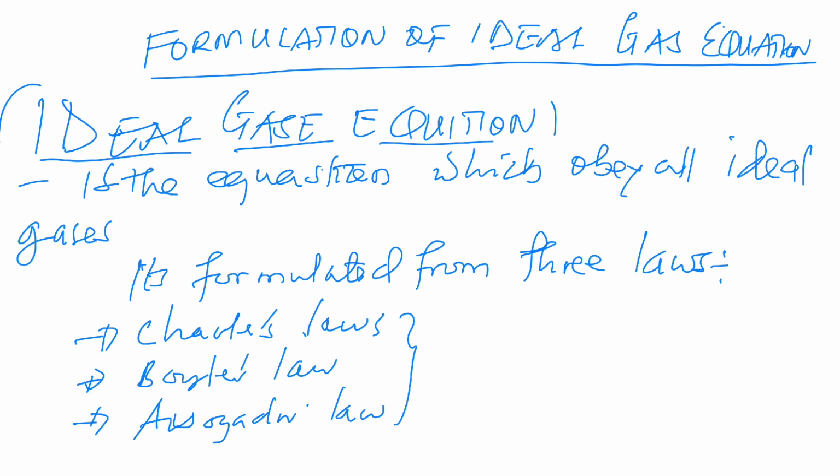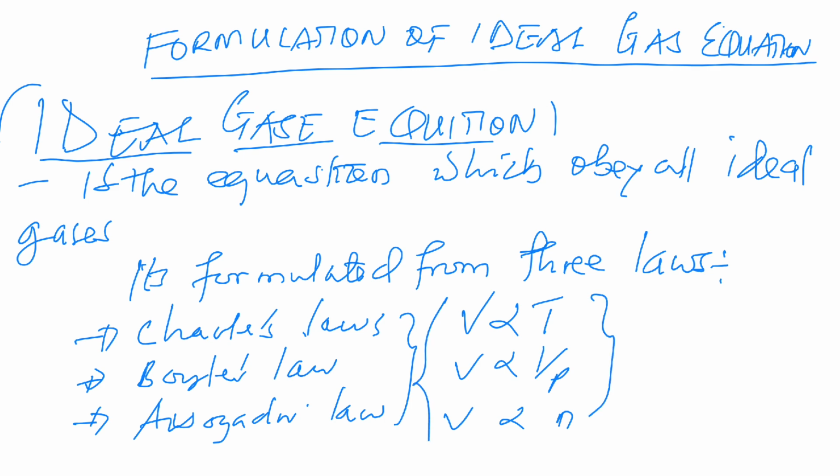In Charles' law, we say that volume is directly proportional to temperature when the pressure is kept constant. In Boyle's law, we say that volume is inversely proportional to pressure when the temperature is kept constant. And in Avogadro's law, we say that volume is directly proportional to the number of moles. So through these three laws, we can deduce the ideal gas equation.